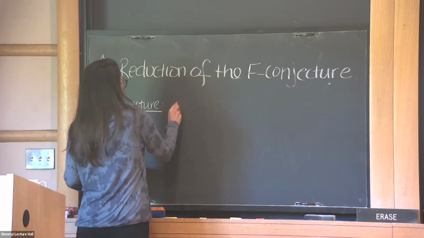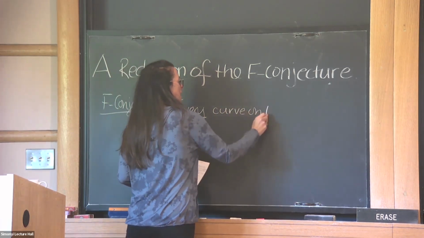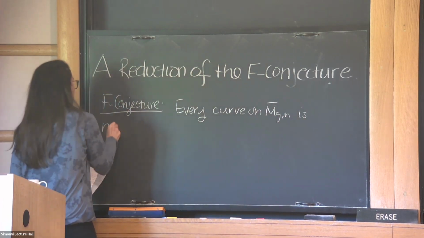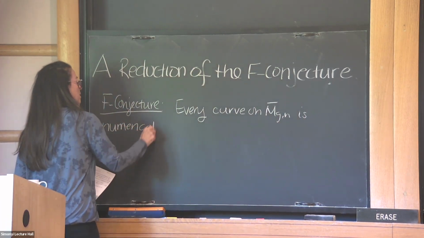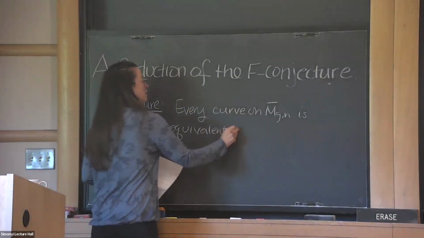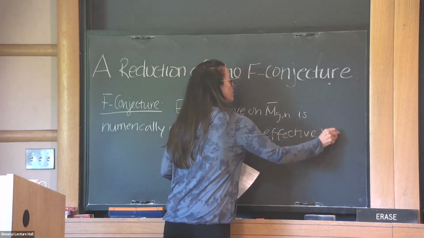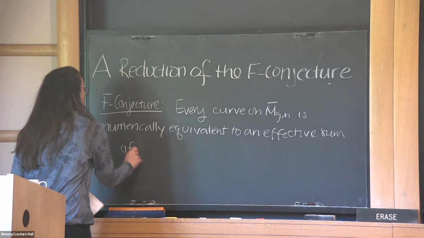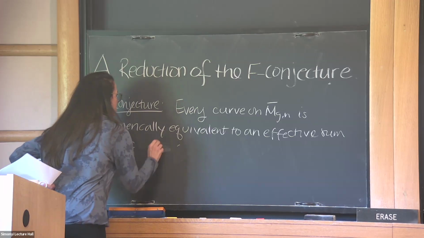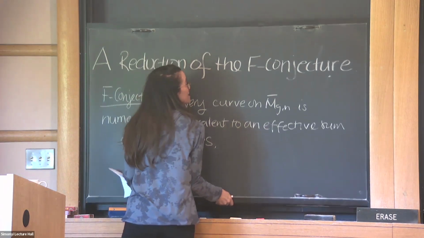It says that, for example, every curve on M_{g,n} bar is numerically equivalent to an effective sum of a special class of curves, which I'll define, so-called F curves. And you could have Q coefficients.